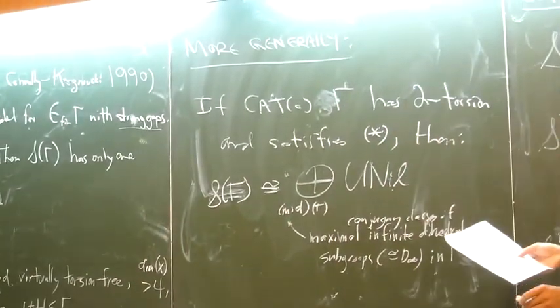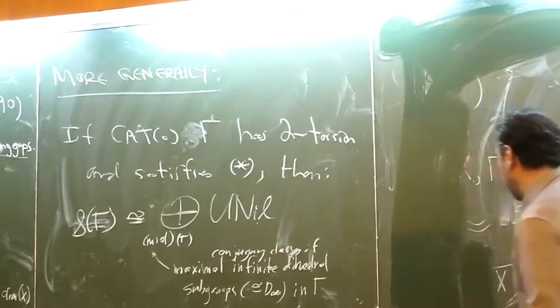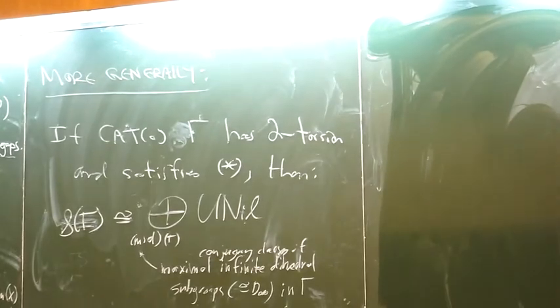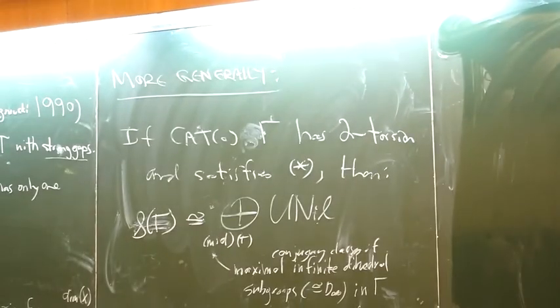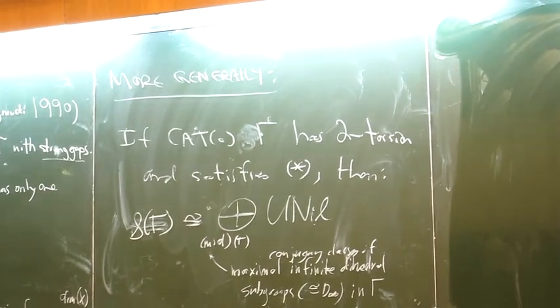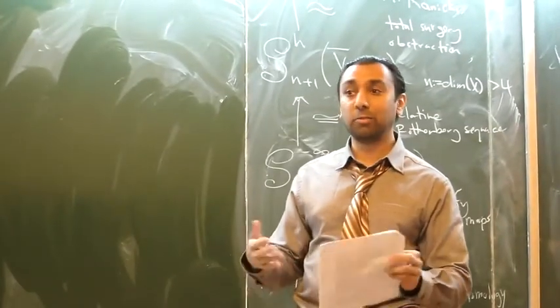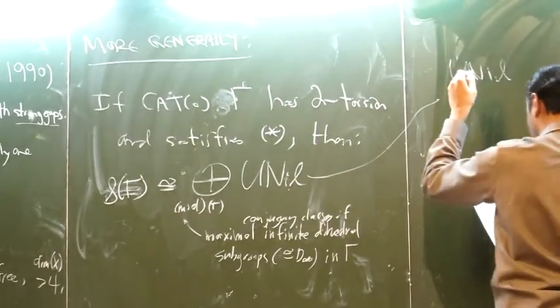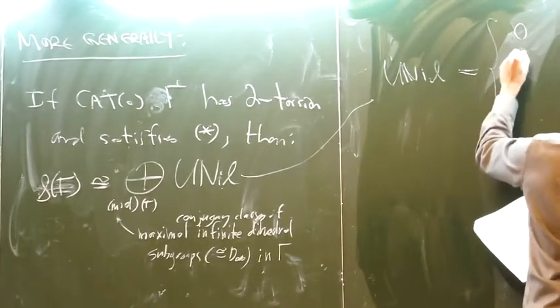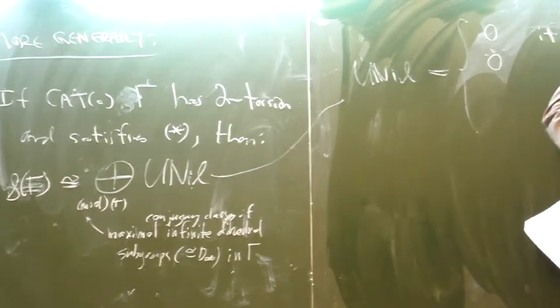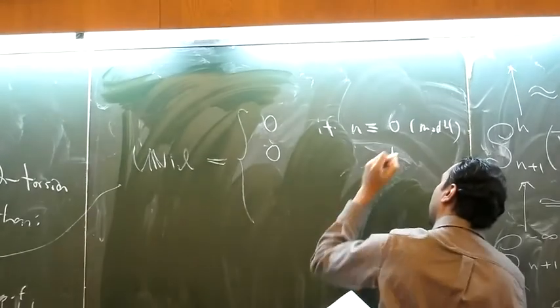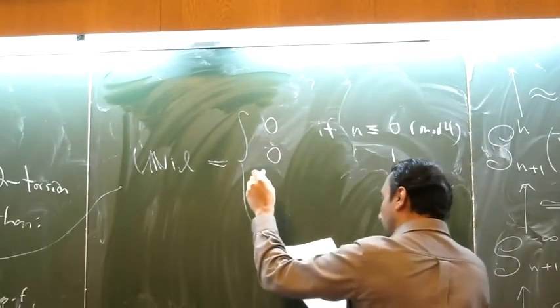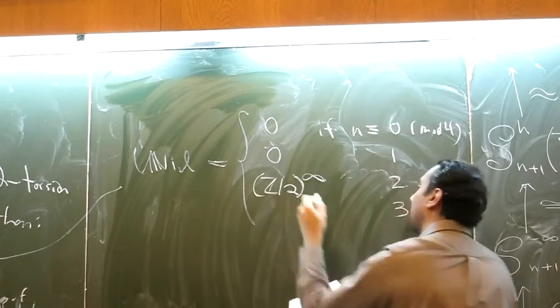What is this group? This group is calculated by Sylvain Cappell in the 1970s. And remember in the first talk I told you half the time everything is okay and the other half the time things are bad, actually very, very bad. Same thing here. This group, UNil, is 0 half the time: if n is congruent to 0 or 1 modulo 4. And when n is congruent to 2 modulo 4, you have an infinite direct sum of Z mod 2s.